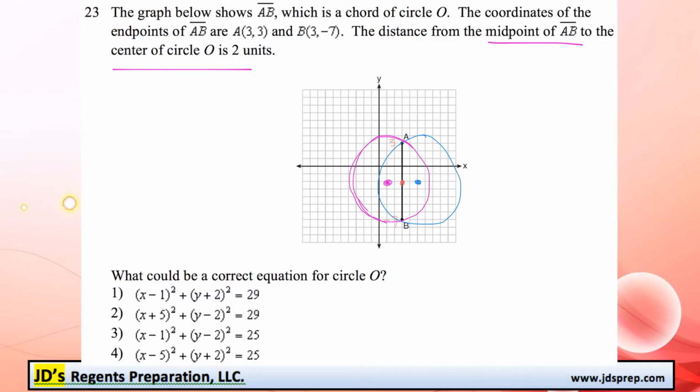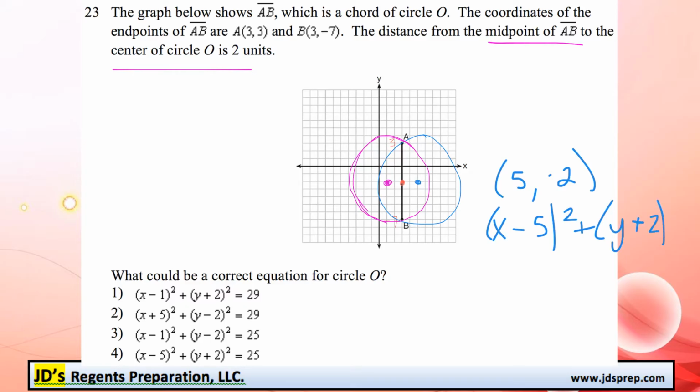With that blue circle, the center is at 5, -2, in which case our equation would be x minus 5 squared plus y plus 2 squared. Or the other potential option is that we're dealing with the purple circle, in which case we have a center at 1, -2. And then the equation for the circle would, in that case, be x minus 1 squared plus y plus 2 squared.